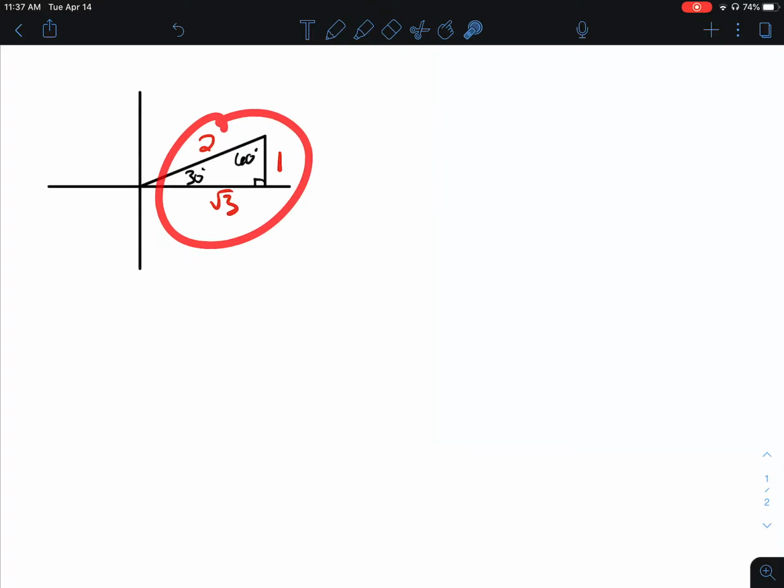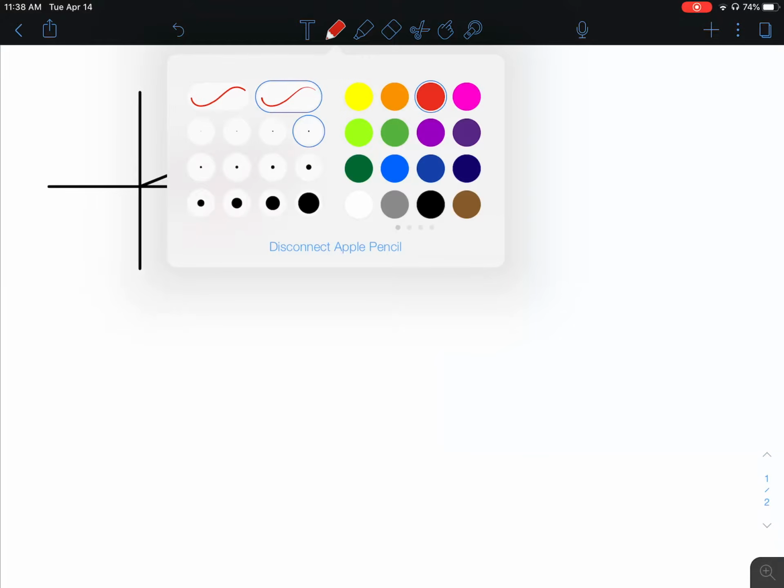Now if we doubled all these numbers, we would have 4, 2, and 2 square roots of 3. It'd still be true. If we had 8, let's say 8, 4, and 4 square roots of 3, it'd still be true. I like to make the smallest side 1.